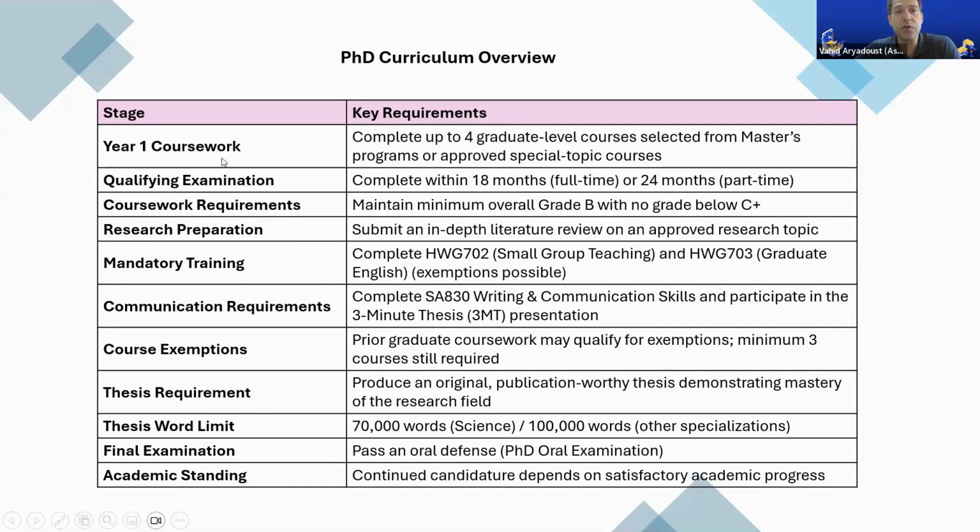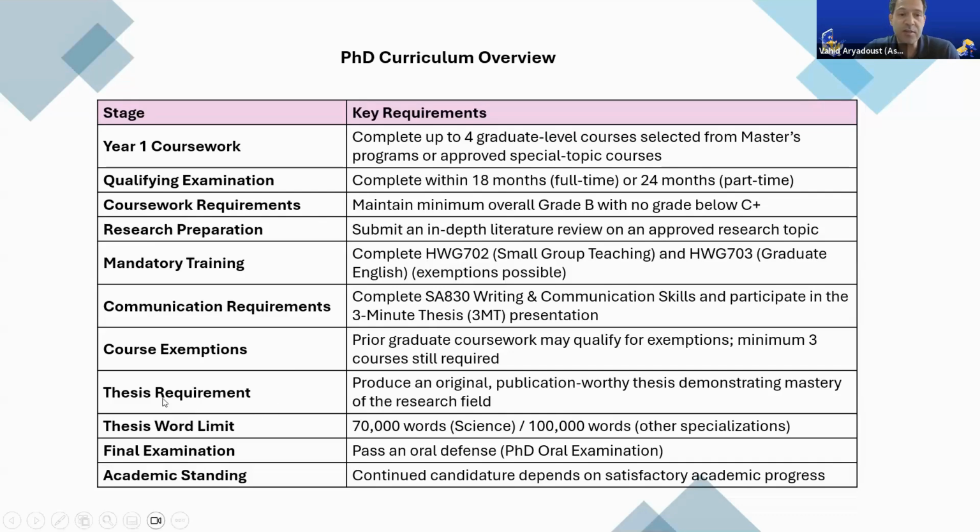At any rate, in the first year, you are required to take 4 graduate level courses, which are selected from master's programs or approved social topic courses. You're also required to clear a qualifying examination within the first 18 months of your candidature for full-time students and 24 months for part-time students. And then there are coursework requirements and research preparation. You need to provide an in-depth literature review, particularly for your qualifying examination, which is also known as the confirmation seminar locally at NIE. Then there are mandatory trainings that are supposed to be passed, and communication requirements courses. Sometimes you can get an exemption from one or two, but it's compulsory for all students to pass at least three courses at this level.